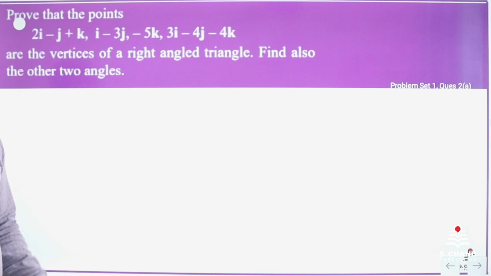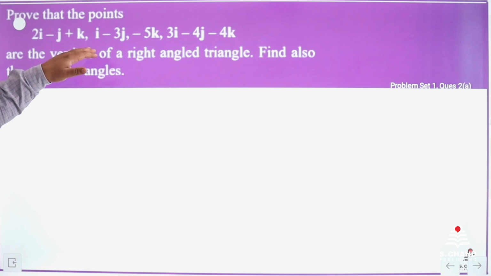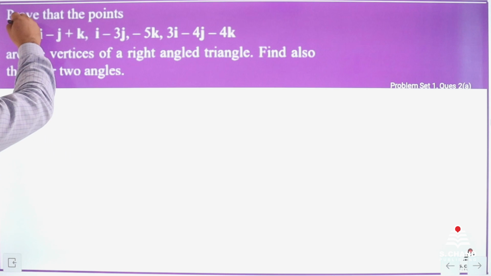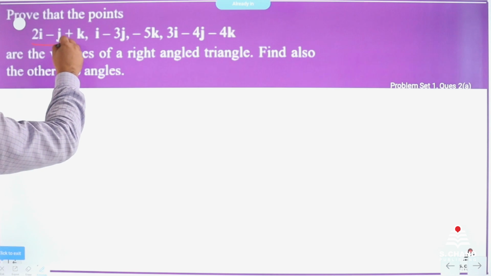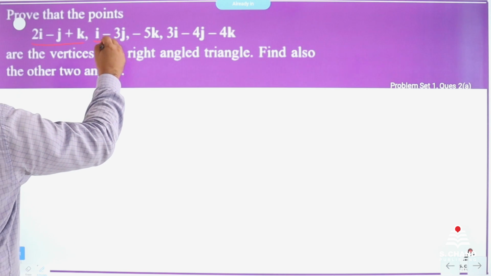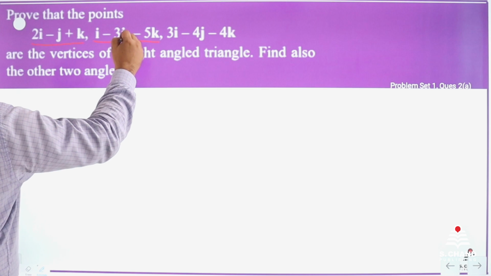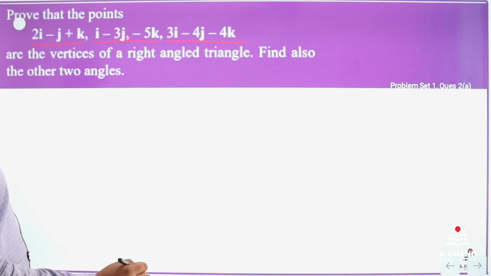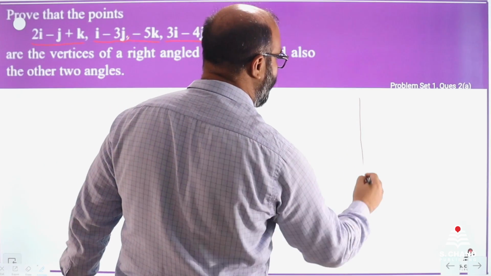So we have a few questions here to discuss. Prove that the points 2i minus j plus k, i minus 3j minus 5k, 3i minus 4j minus 4k are the vertices of a right angle triangle. Find the other two angles. So these are the vectors we have: 2i minus j plus k, i minus 3j minus 5k, and 3i minus 4j minus 4k, and these are the vertices of a right angle triangle.